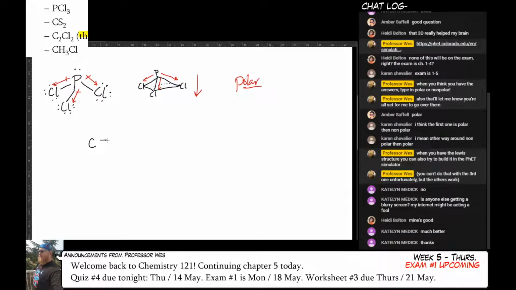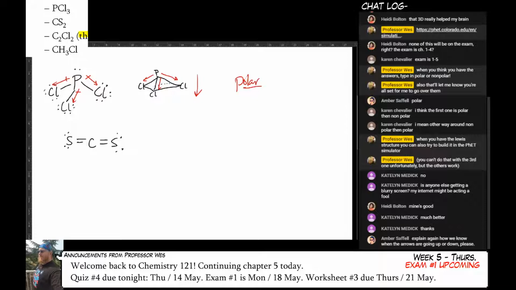All right, let's draw CS2, which ends up looking like this. And if I compute the electronegativity between C and S, the difference between them turns out to be really tiny. In fact, I've got to look this up again real quick. We're in chapter 5. I think S is 2.4 and C is 2.4? They're both 2.5. Okay, cool. 2.5, 2.5. Delta EN for this is 0. So there is no arrow to draw, and we just say nonpolar.